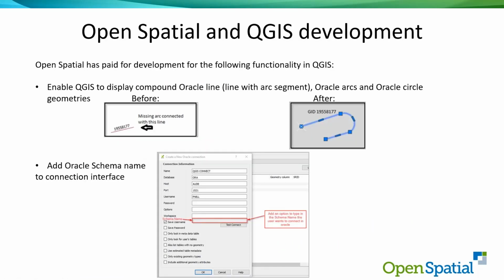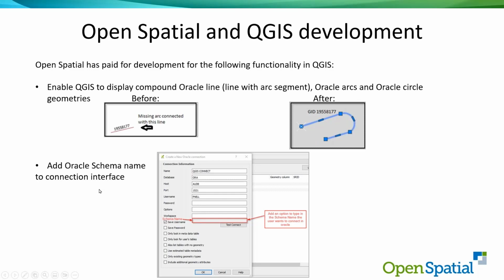But let's move on then. So, Open Spatial and QGIS development. We've been involved. There's one thing we sponsored and paid for the development of in QGIS. Within Mansus, for example, you can have complex lines, polylines in AutoCAD, that are line segments with arcs and lines. The QGIS display was just showing the first part of the line, and we sponsored that. So now in QGIS, you'll see all the arcs are there.